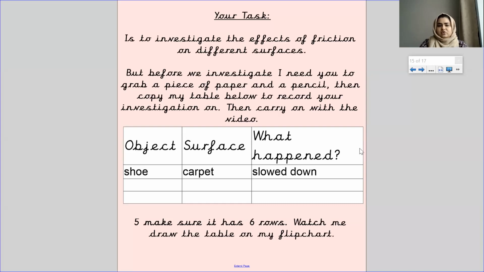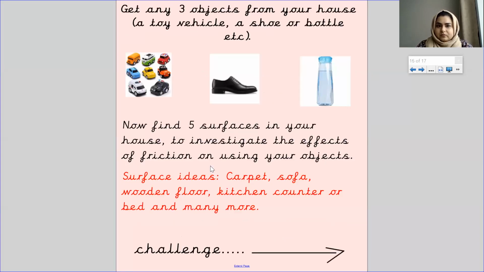Now, once you have drawn your table, I'm going to explain to you what you're going to do. You are going to get any 3 objects from your house. It could be a toy vehicle, it could be a shoe, it could be a bottle, it can be, I don't know, a pack of wipes, it could be a cup. So you need to get 3 objects. Then find 5 surfaces in your house to investigate the effects of friction on using your objects.